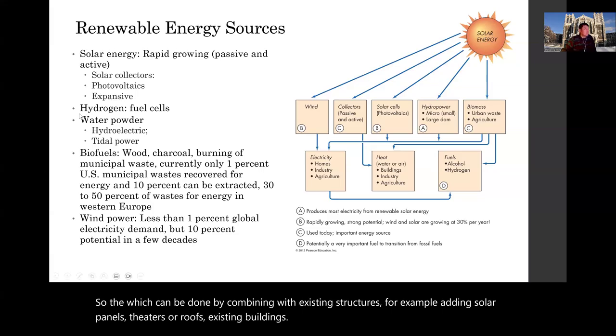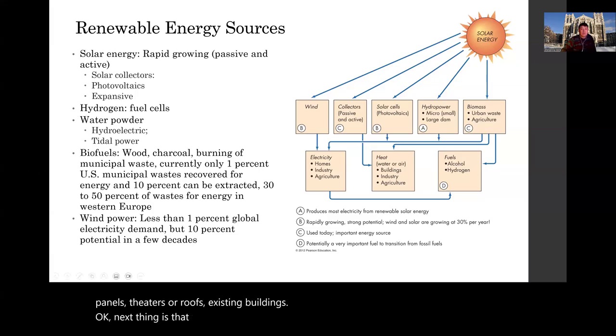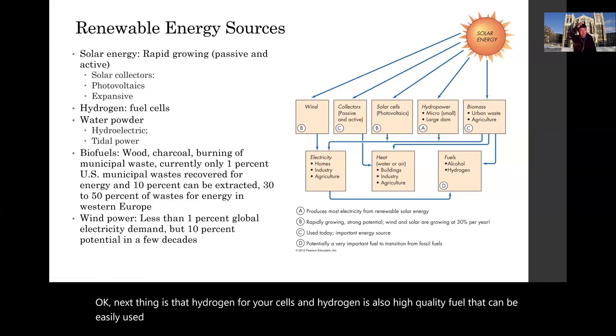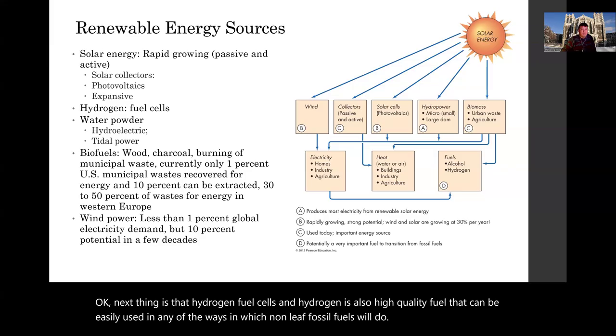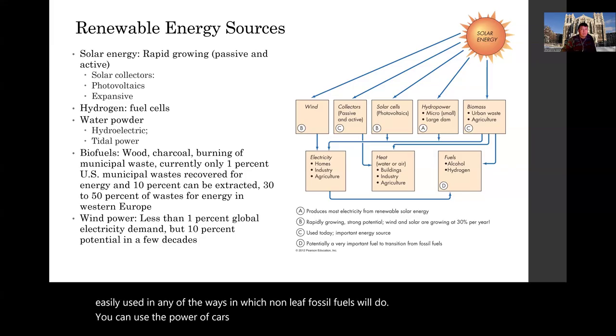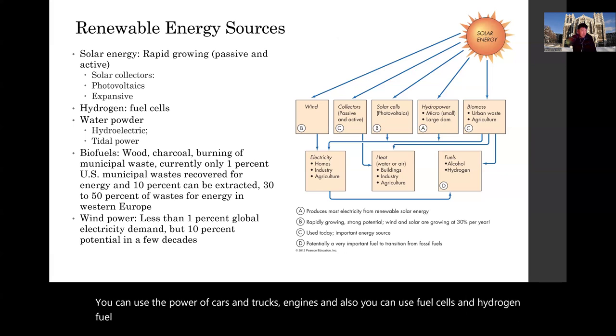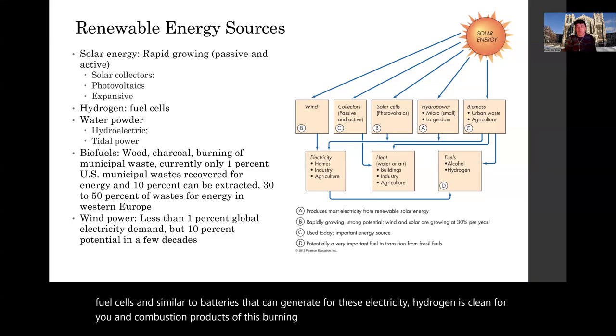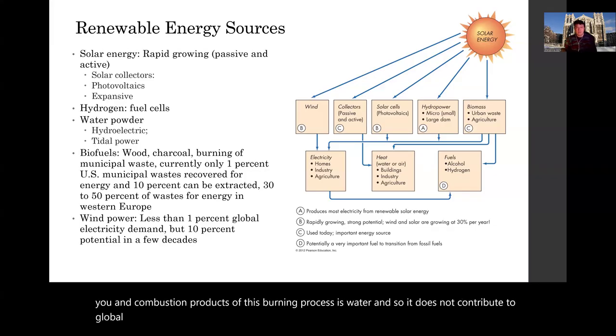Okay. Next is hydrogen fuel cells. Hydrogen is also a high quality fuel that can be easily used in any of the ways in which fossil fuels normally are. It can be used to power cars, trucks, and engines, and fuel cells are similar to batteries that can produce electricity. Hydrogen is a clean fuel, and the combustion product of burning it is water, so it does not contribute to global warming, air pollution, or acid rain.